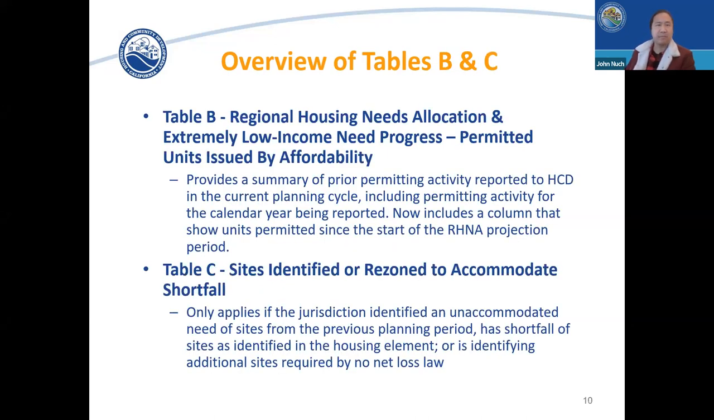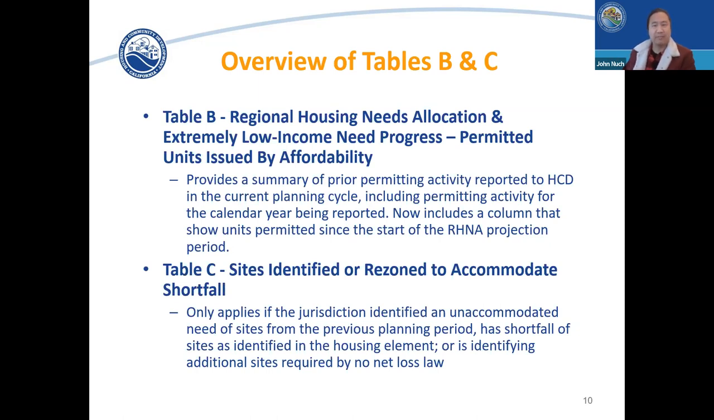So for Table B is the regional housing needs allocation and extremely low income need progress. Permitted units issued by affordability provides a summary of prior permitting activity reported to HCD in the current planning cycle, including permitting activity for the calendar year being reported. It now includes a column that shows units permitted since the start of the RHNA projection period. Table B auto-populates. You do not need to fill out any information.